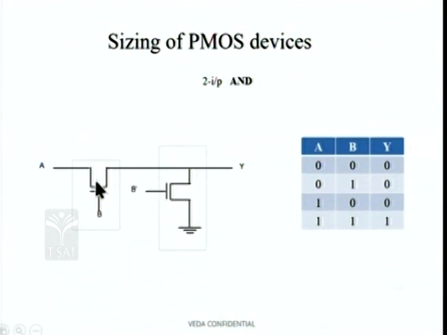Now look at this. If A is 0 and B is 0, then Y must be 0. If A is 0 and B is 0, then this device is off. When this device is off, ideally if this device was not there, then Y would not be 0, Y would be floating. It would be tri-stated. We don't want it to get tri-stated. We must ensure that it reaches logic 0. Therefore, we are applying B prime to this NMOS device over here.